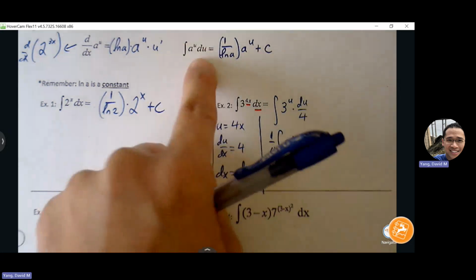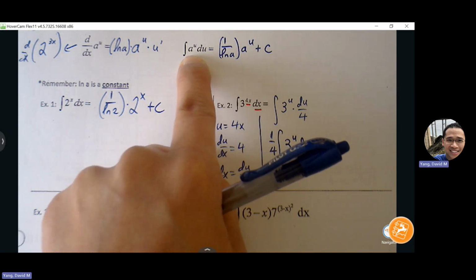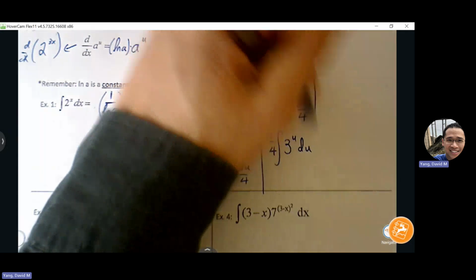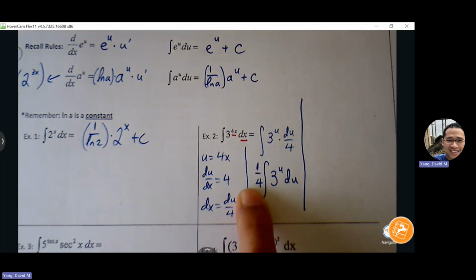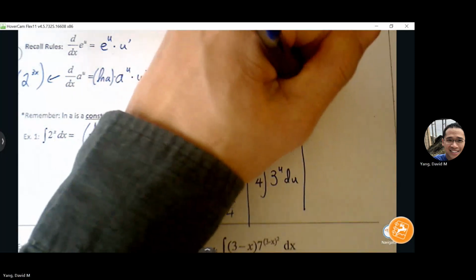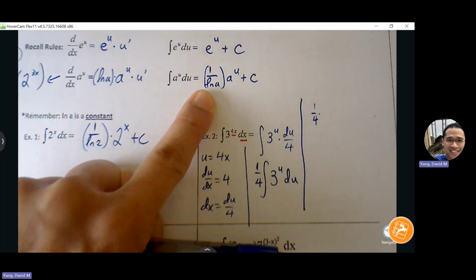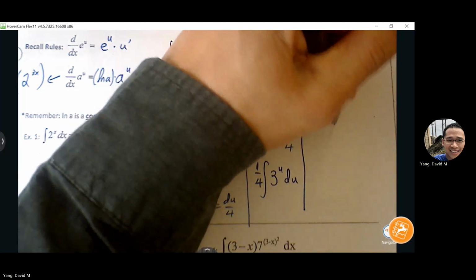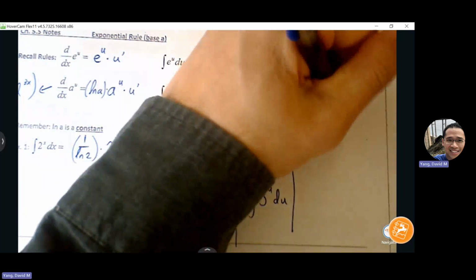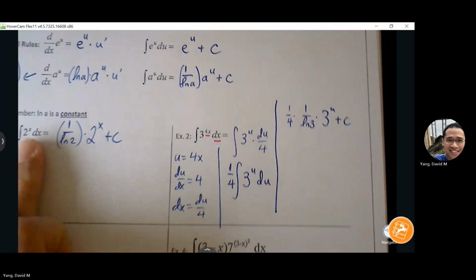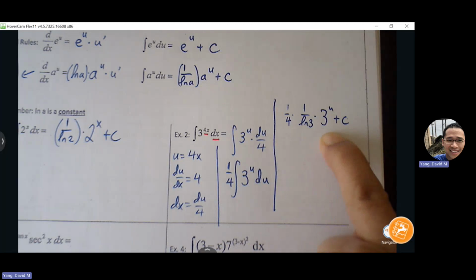It's a more specific version of this rule. That a just represents any base other than e. Could be base 2, could be base 5, could be base 7, base 3. Okay, so now I got a perfect match. I can apply my rule here. The 1/4 is going to stay. What's next? 1/natural log of 3 times 3 to the u. It looks messy, but you just leave your answer in this form. That's fine. One final thing we need to do.